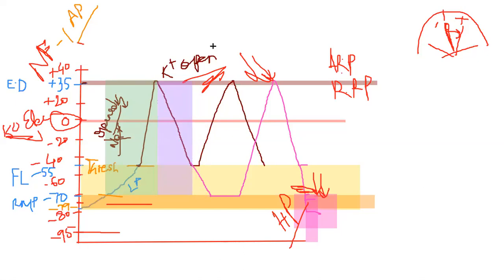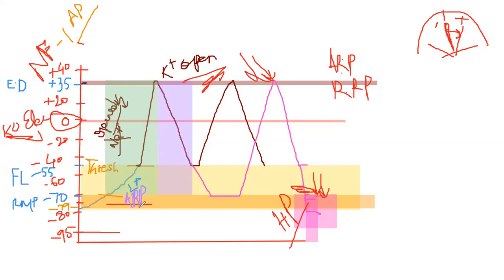Now what I have done is divide this picture into two. From your resting membrane potential to your end of depolarization, that is the point where you get the stimulus and you reach plus 35 voltage. From here to here, this is your absolute refractory period.